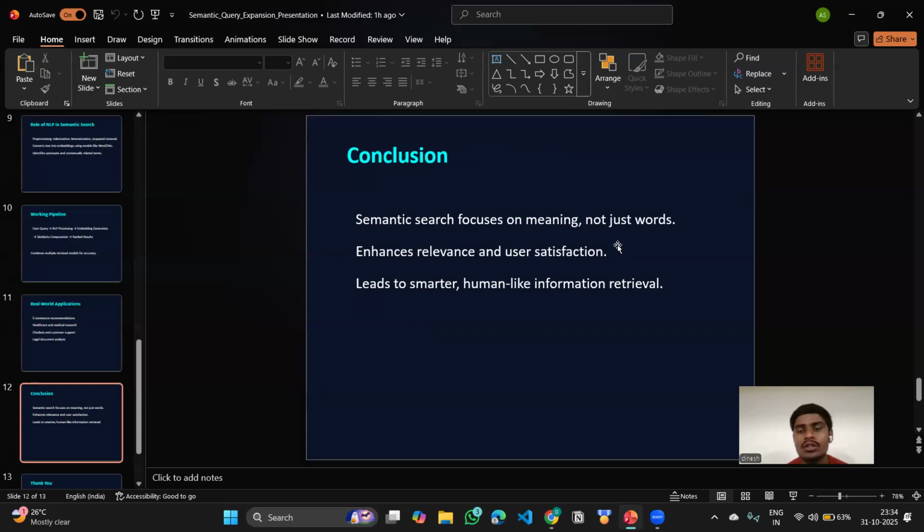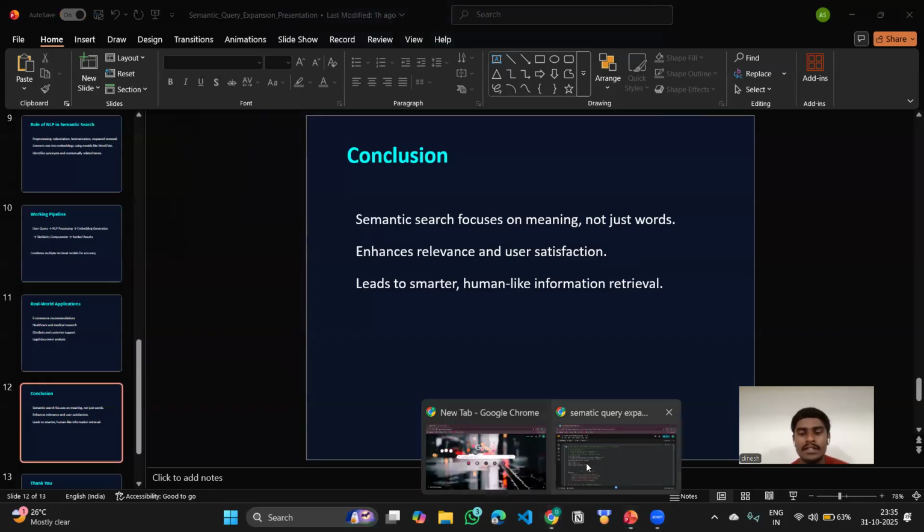Conclusion. Semantic search focuses on meaning, not just words, enhances relevance and user satisfaction, and leads to smarter, human-like information retrieval. This is the working of semantic query expansion.